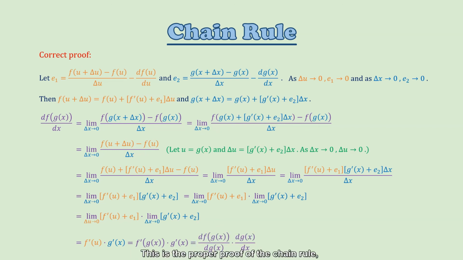This is the proper proof of the chain rule, and it guarantees that when we apply the chain rule, we can decompose the function into any differentiable functions that we want.